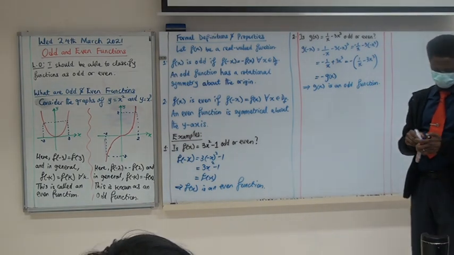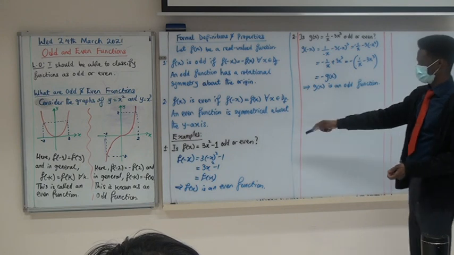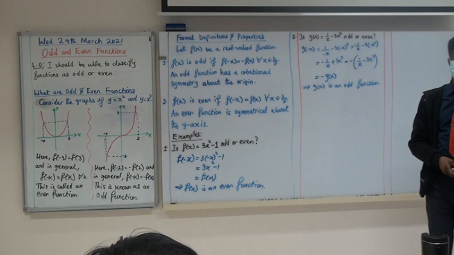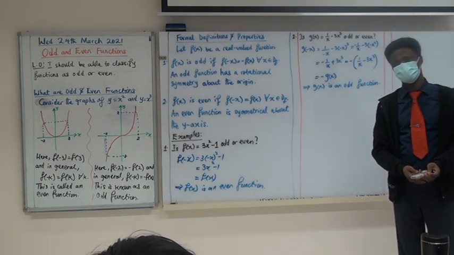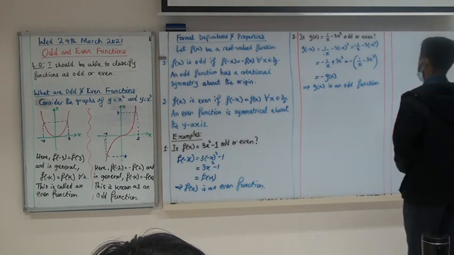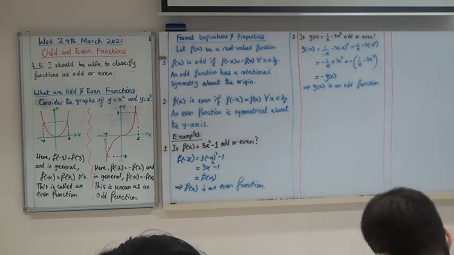If you cannot get this, you say, oh, it is neither odd nor even. Because it doesn't have to be odd or even. Some functions can be neither of the two. Alright, so let's go to some more interesting stuff.